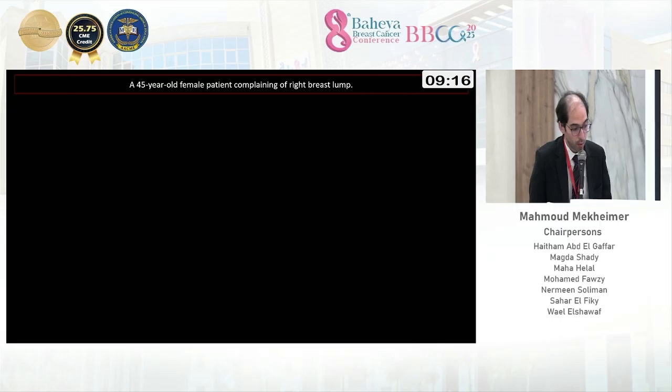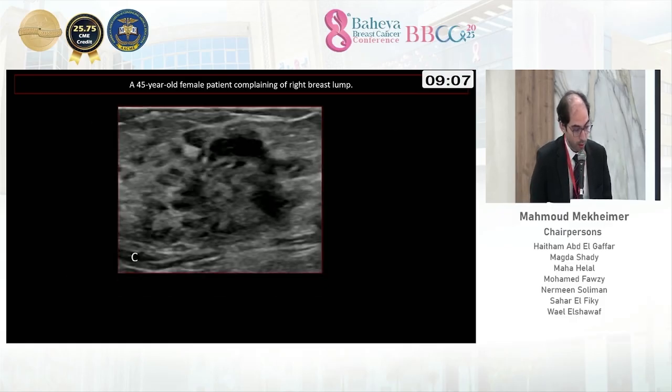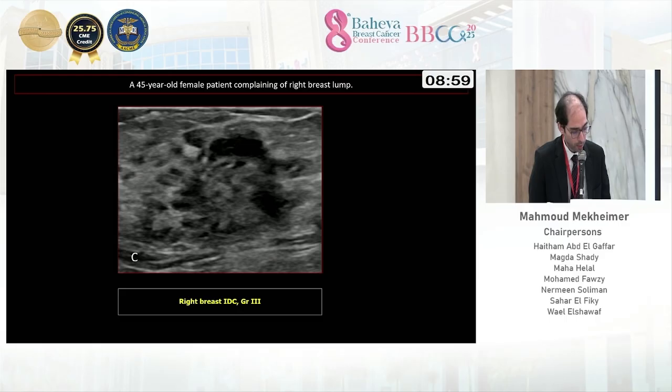This is a 45-year-old female patient complaining of a right breast lump. Mammography revealed a heterogeneously dense breast. Complementary ultrasound revealed a right breast retroareolar irregular hypoechoic lesion at the site of the patient's concern. Biopsy revealed right breast invasive duct carcinoma grade 3.